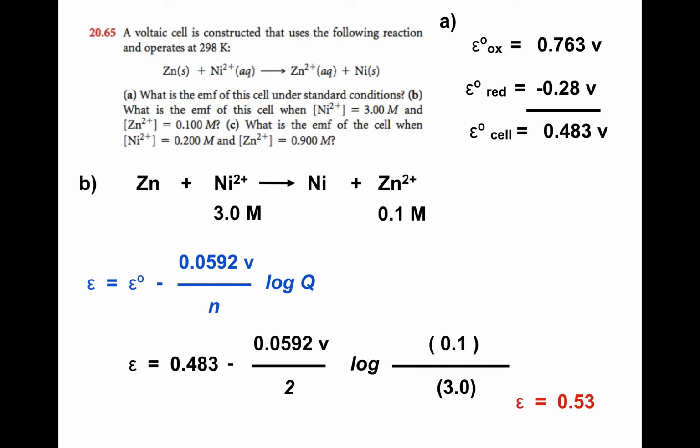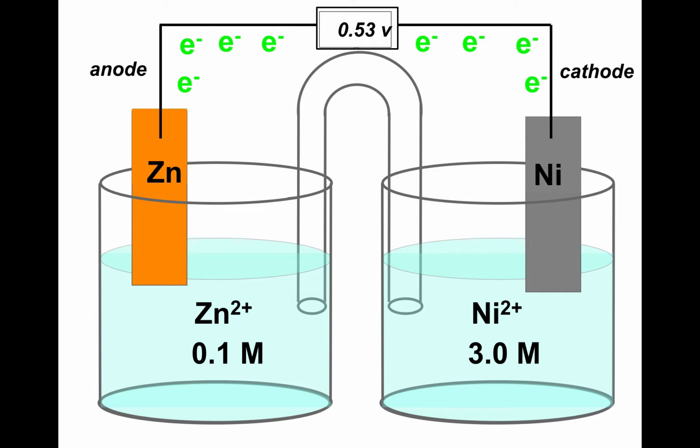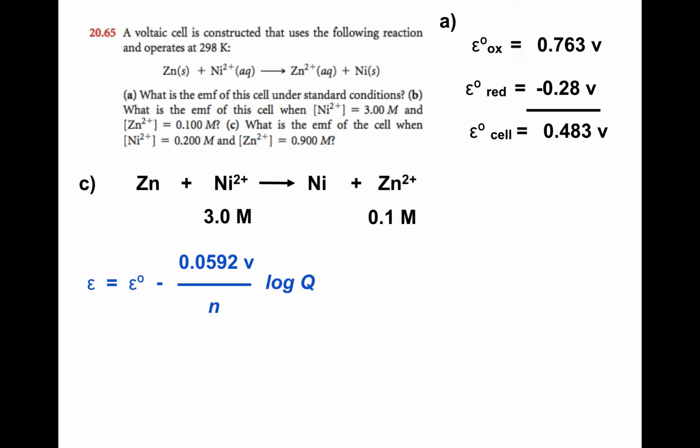So if before I did this, I ran the cell. Again, this is what we're doing: we're generating a voltage at non-standard conditions. 0.1 molar concentration of the zinc, that's the product concentration, and a fresher nickel concentration, 3 molar.